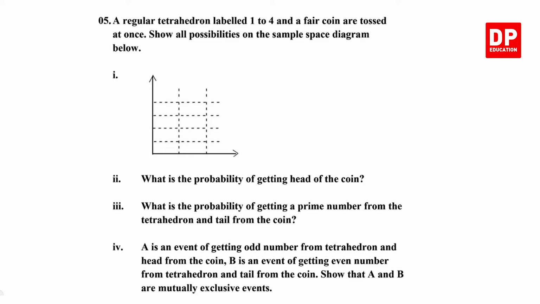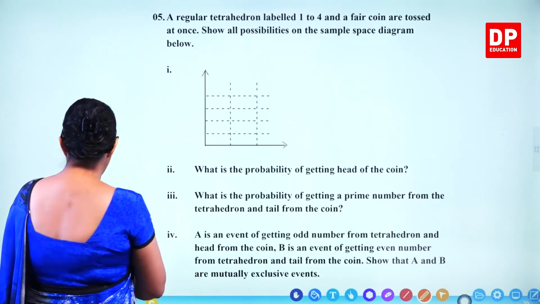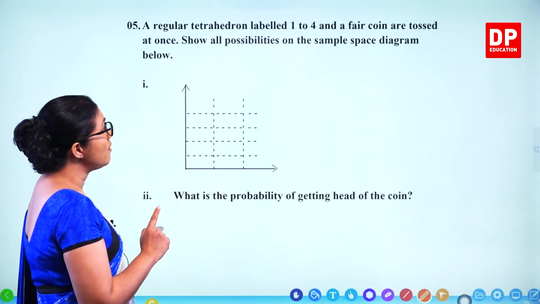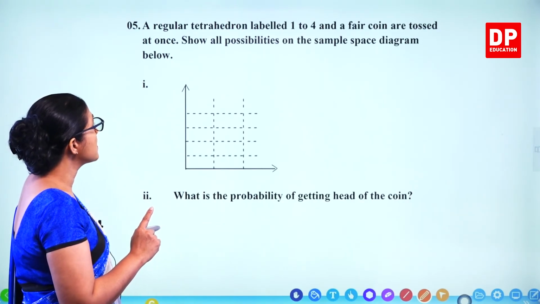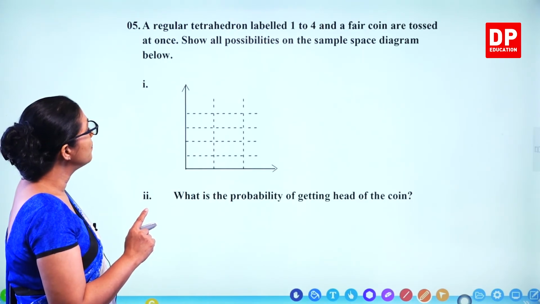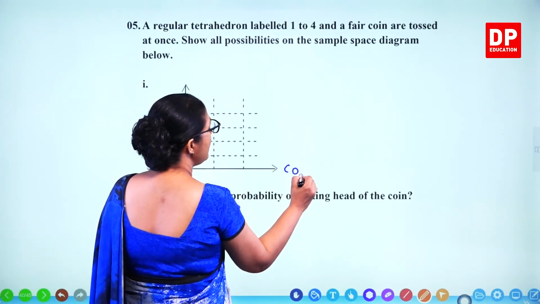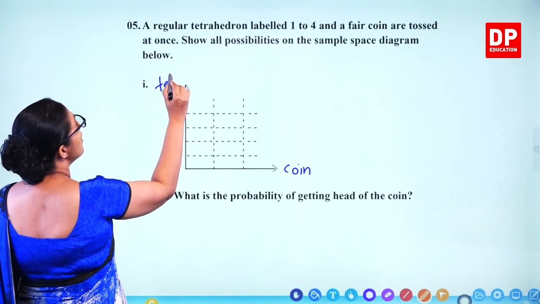Question number 5. This is the last question in paper 1. It's about probability. Let's do that separately. A regular tetrahedron labeled 1 to 4 and a fair coin are tossed at once. Show all possibilities on the sample space diagram below. We can take this side as coin and this side as tetrahedron.